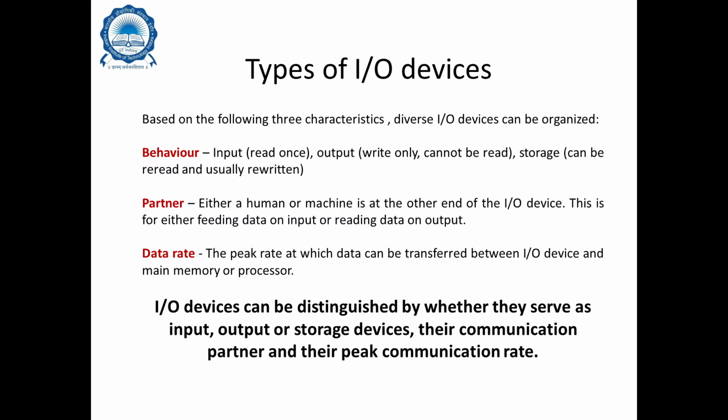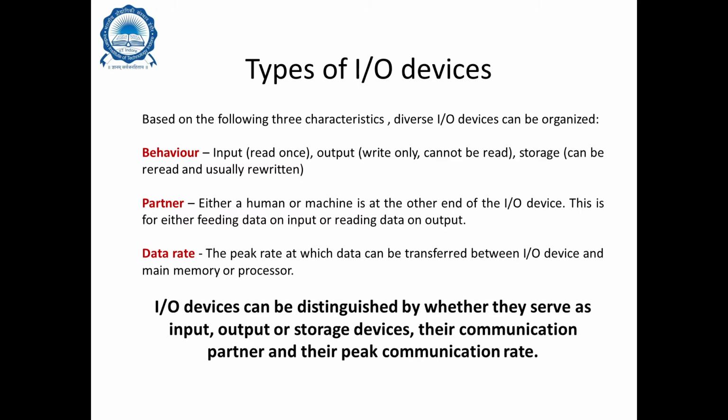Now let us have a look at the types of IO devices. Based on the following 3 characteristics, the diverse IO devices can be organized as follows. Based on the behavior, it could be input based, which is read once; output based, that is write only, cannot be read; and storage, which can be reread and usually rewritten. We will see some examples of each of these categories in the next slide.